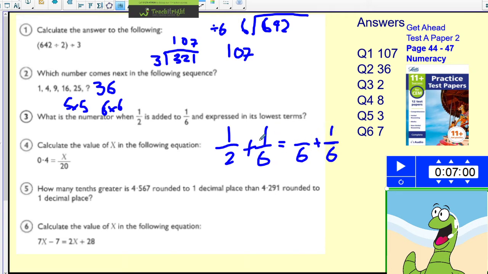Obviously, a sixth doesn't change, a sixth is still a sixth. But to change a half into a sixth, I ask myself, what did I times the 2 by to get it to 6? I times it by 3, so I must times the 1 by 3 as well to get 3 out of 6. And now 3 sixths plus 1 sixth equals 4 sixths. But for our purposes, when expressed in its lowest terms, that means simplified, 4 sixths simplified is 2/3, which means the numerator is 2, which of course we'd write as 0, 2 in our question bank.